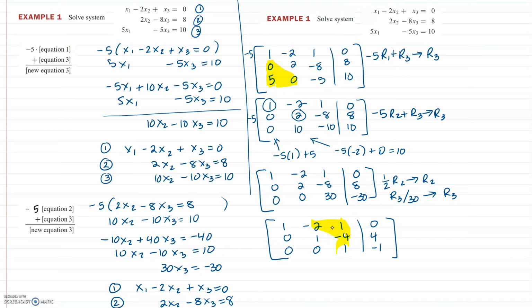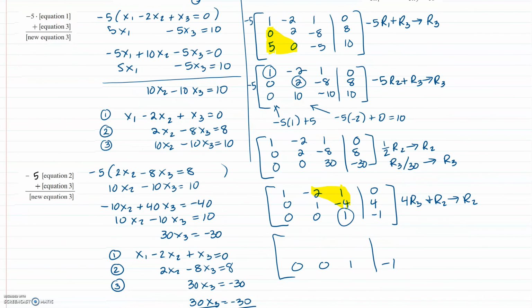I'm going to use this as my pivot. This 1 here in the third column is my pivot, and I'm going to get it 0. So I'm going to take 4 times row 3, added to row 2, and put into row 2. The only thing that changes here is row 2. I'm going to write a little 4 here to help me out.